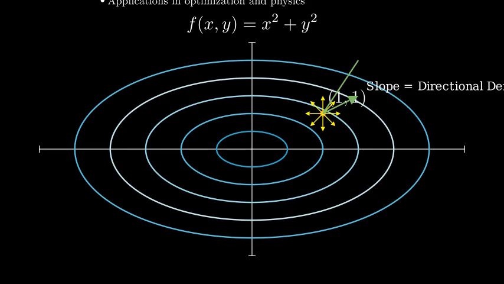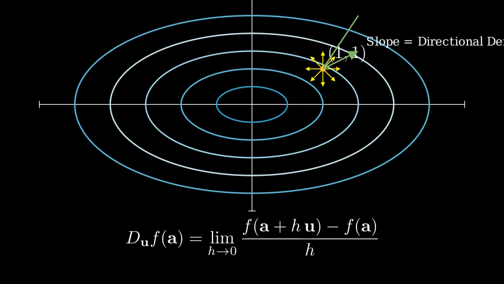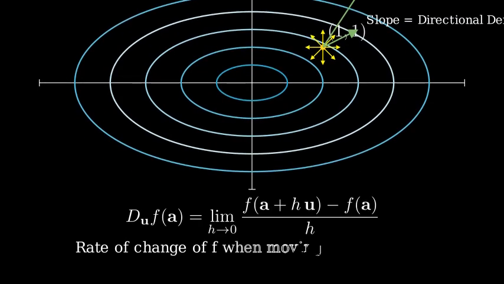Now, let's define the directional derivative mathematically. The directional derivative of function f at point A in the direction of a unit vector u is defined as the limit of the difference quotient as h approaches 0. Intuitively, it measures how quickly the function f changes when moving a tiny amount in the direction of vector u.